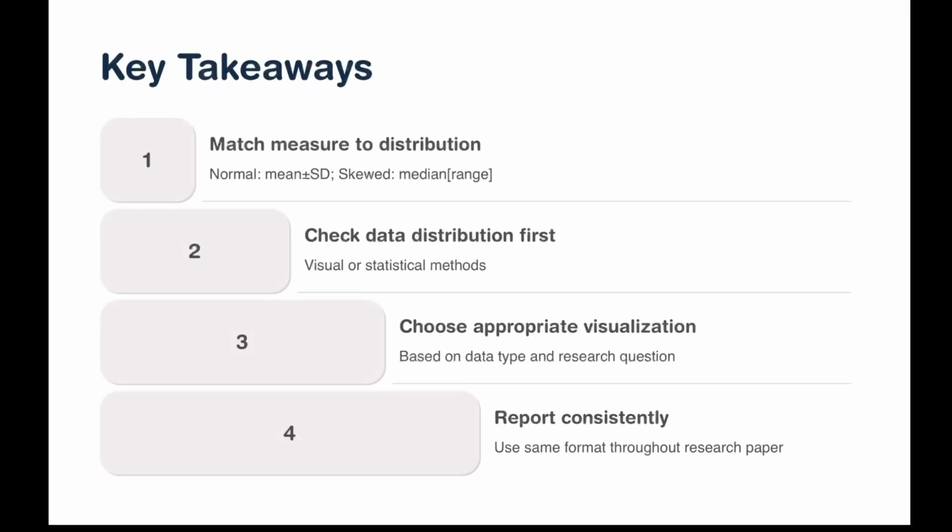The key takeaways of this entire presentation are that you need to match the distribution. Normal: mean plus standard deviation. Skewed: median with interquartile range. Simple. We need to check the data distribution first and present it, by visual or statistical methods. Choose an appropriate visualization technique and report it consistently to make it genuine and original. The consistency is key here.